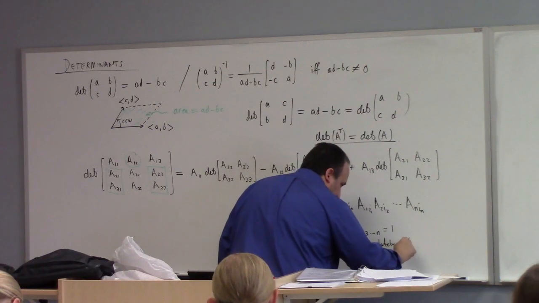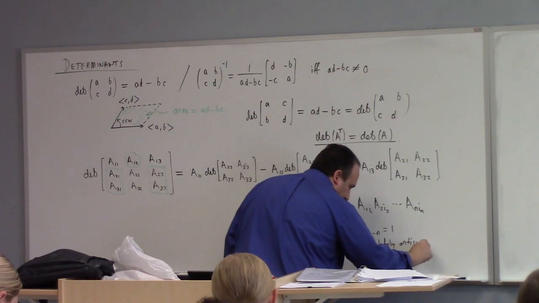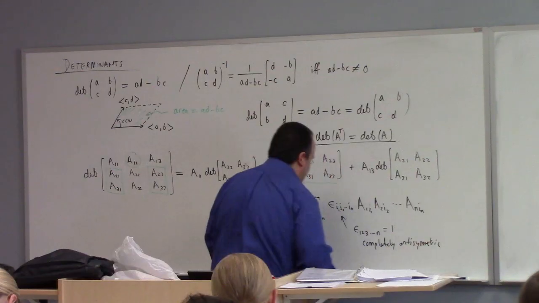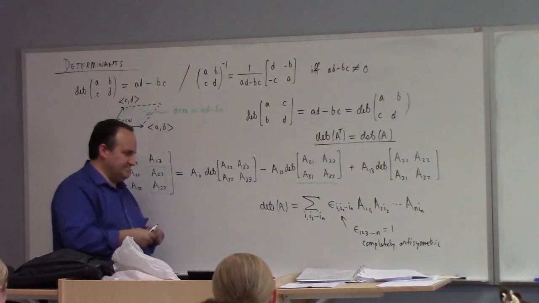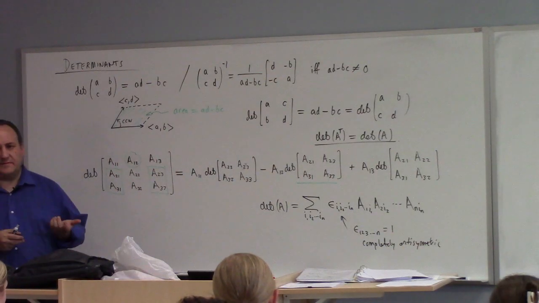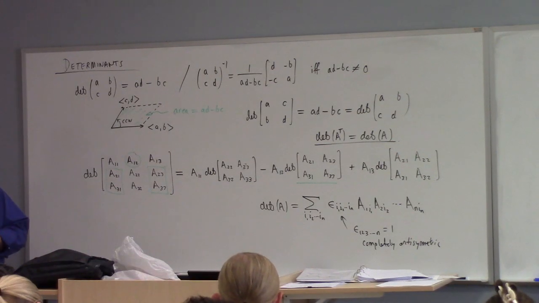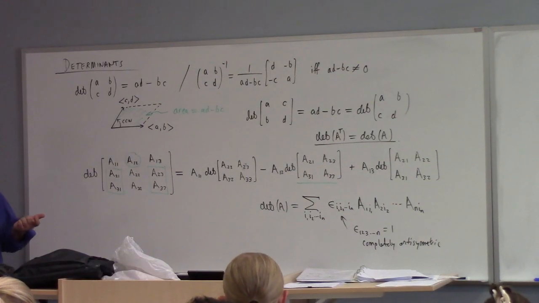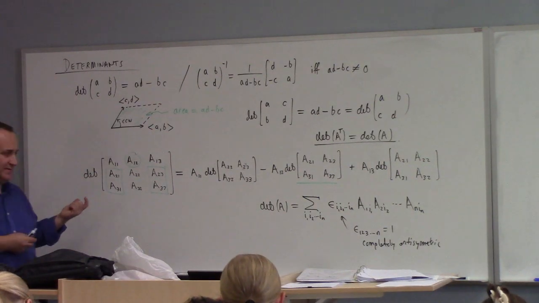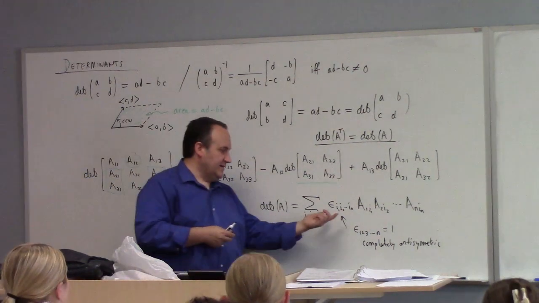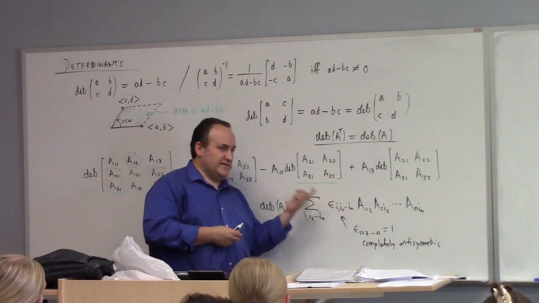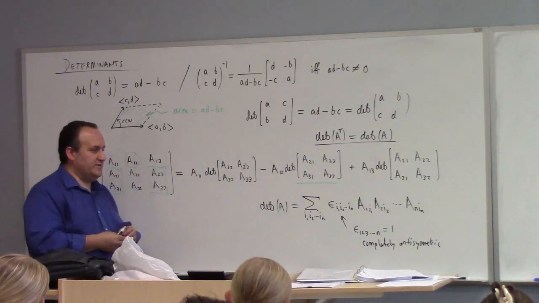In other words, if you flip any two of the indices there, you get a -1. If there's any repeat, you get a 0. So this only contains either plus or -1, provided that the indices I1 through IN are distinct, the distinct collection of the numbers 1 through n, put in some order.